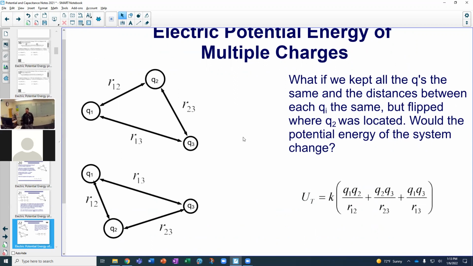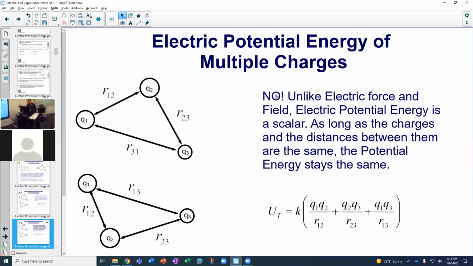It's the same. The Q values are the same, the distances are the same, so there's no change in the potential energy of the system. They're pretty emphatic about that. No, unlike electric force and field, electric potential energy is a scalar. As long as the charges and dimensions between them are the same, the potential energy stays the same. So we don't have to worry about the direction and using that trigonometry to find those components with energy, which is one of the nice advantages.